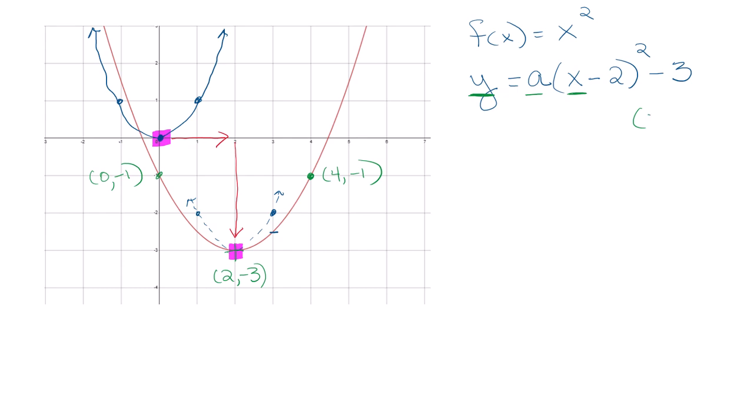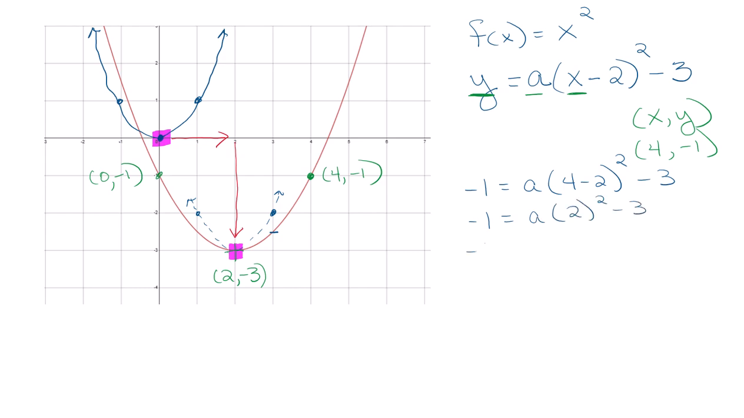So we can choose any of those x and y's. And let's say we're choosing 4, -1. And we can plug those in for x and y and then solve. So if y is -1, we have a times (4 minus 2) squared minus 3. -1 equals a times 2 squared minus 3. So -1 equals 4a minus 3. Add that 3 to both sides. We get 2 equals 4a. So our a would be 1/2.